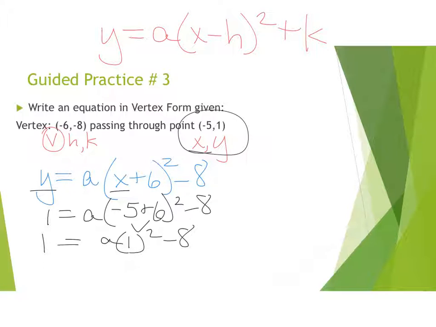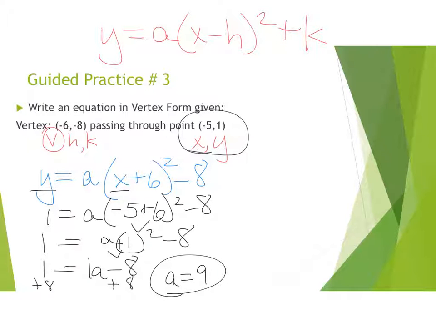This is a 1, excuse me, that looks like a negative, but it's not. Positive 1 squared is 1, so together that becomes 1a minus 8 equals 1. Finish off your algebra steps and you'll end up with 9 equals 1a, so a has a value of 9. You're done with the work now.